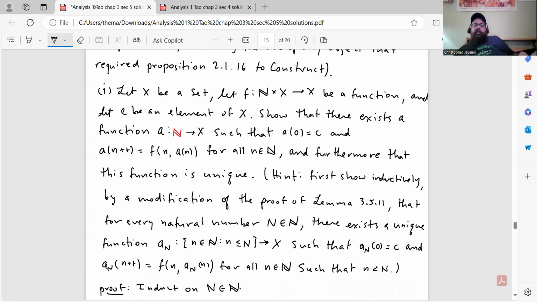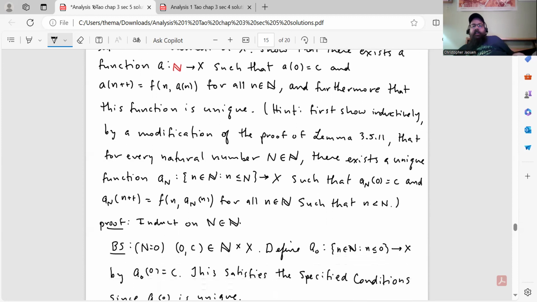Show that there exists a function a. Now here's where the typo is. In the book, he says the function should go from X to X. It should actually be from N to X, not X to X. So that's a typo that's actually in the book. If you have the 4th edition, just be aware of that. This function a has to go from the natural numbers to the set X, such that a(0) equals c, and a(n++), the successor of n, equals f(n, a(n)) for all n in N, and furthermore, this function is unique.